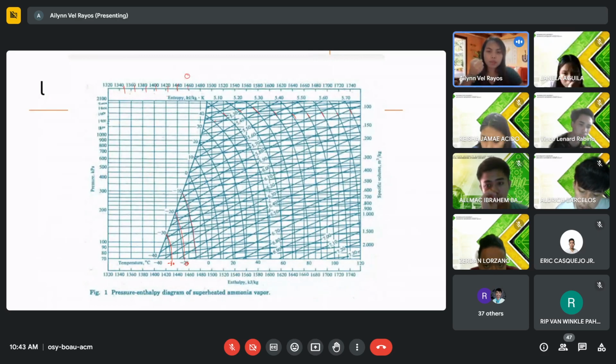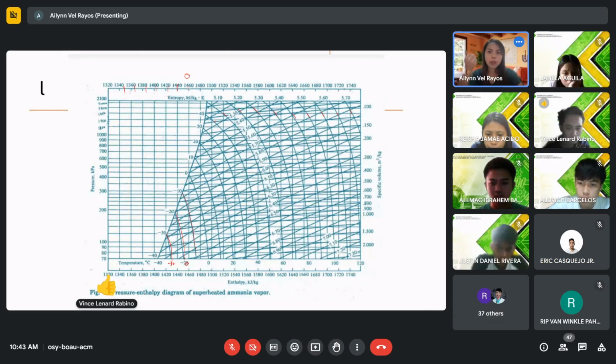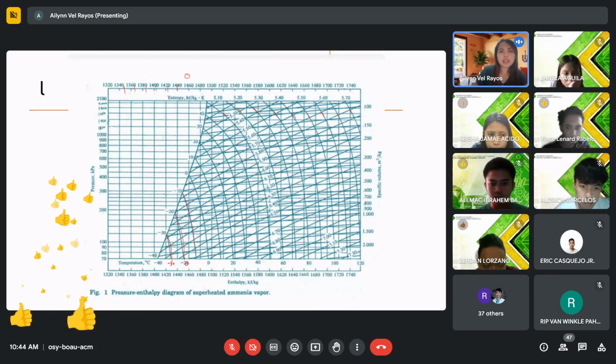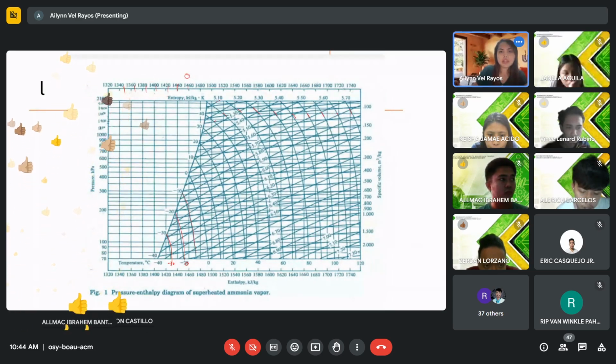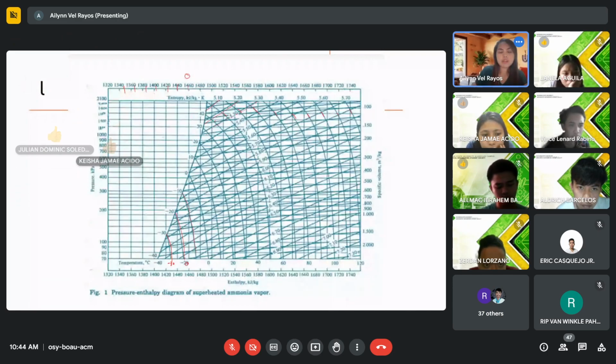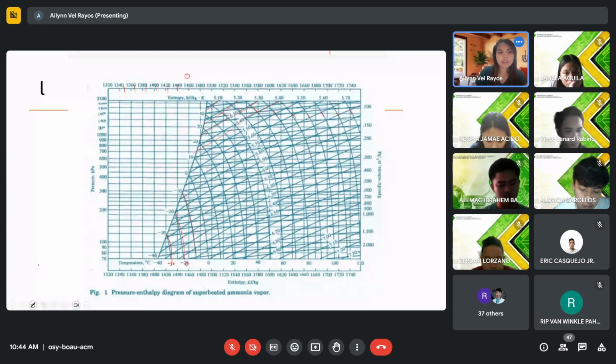Thumbs up tayo. Okay. So, while for entropy, natin is ito. Entropy is ito. Okay? Clear ba tayo doon? Clear?